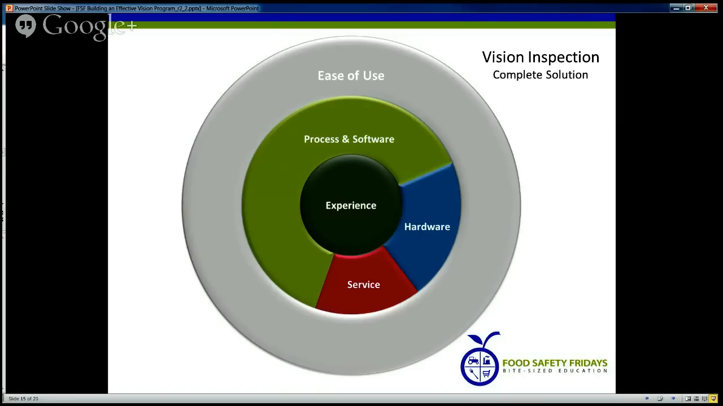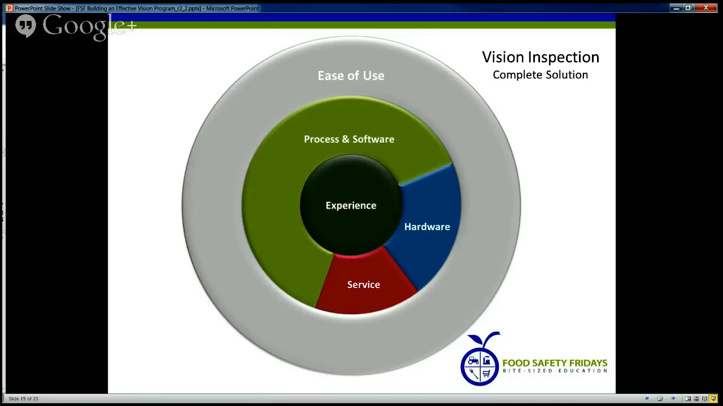And then we talk a little bit here about service. Having the system installed correctly, calibrated correctly, and maintained correctly all fall into the category of service. And then we'll talk about hardware: lights, cameras, triggering, all these things, the physical component of the system.